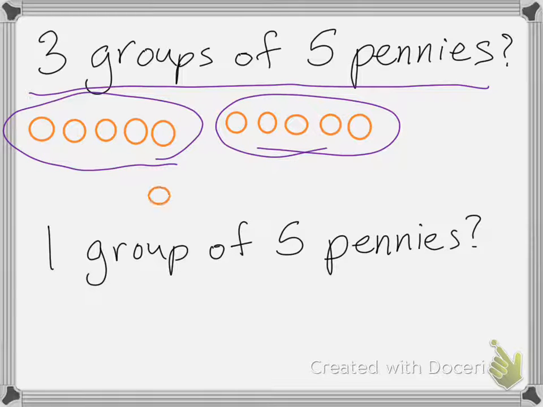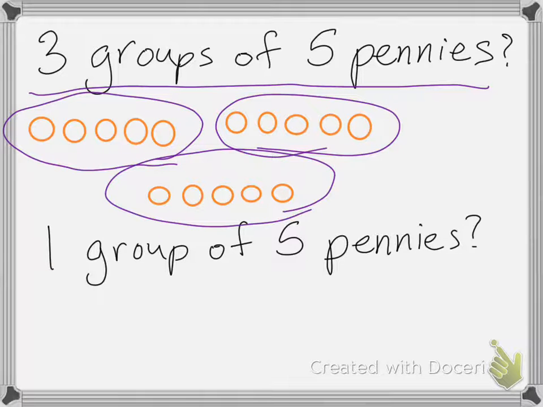And finally, 1, 2, 3, 4, 5. There's my third group of 5 pennies. So if you're asked to draw a picture, it would look something like this. 3 groups of 5 pennies. And how many pennies do I have? Well, it was 5, 10, 15. I have 15 pennies.